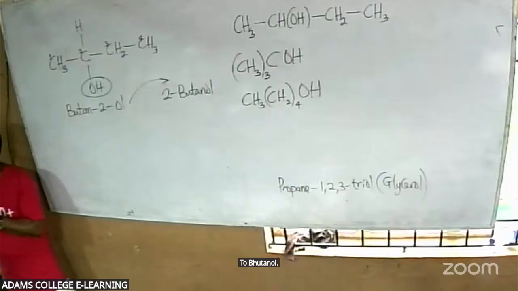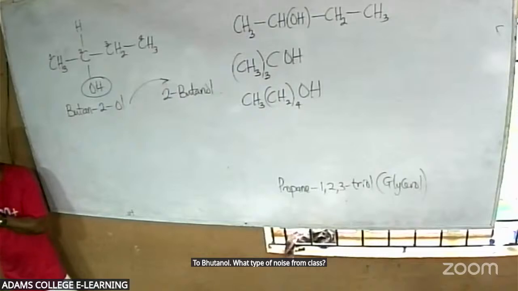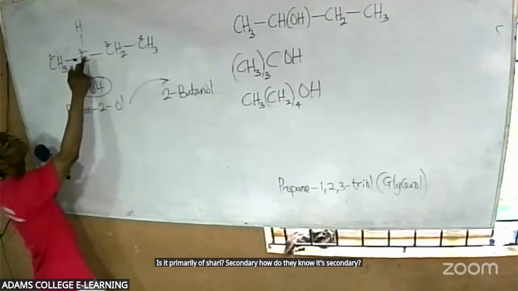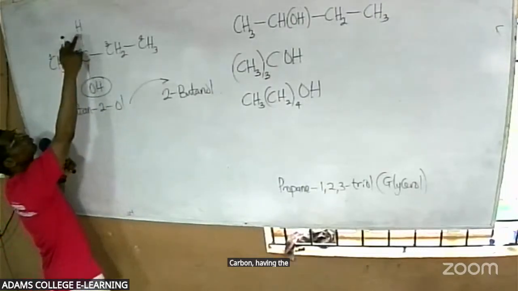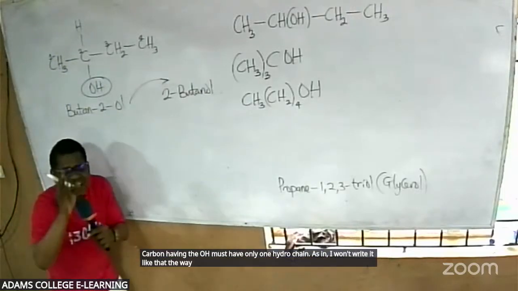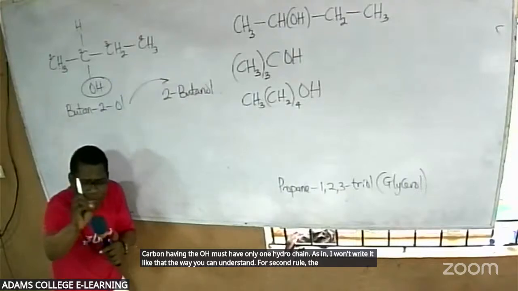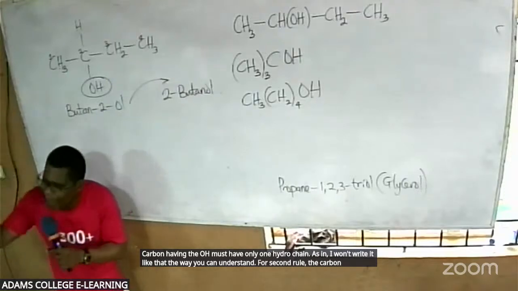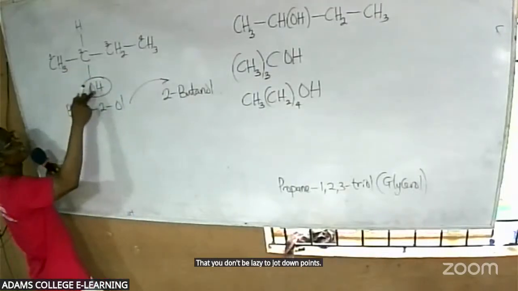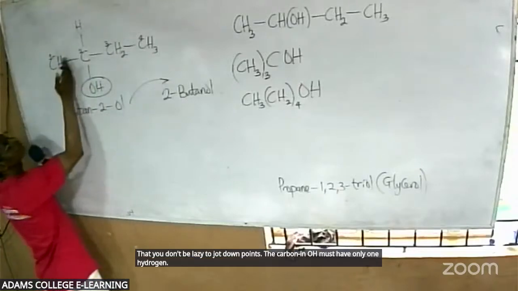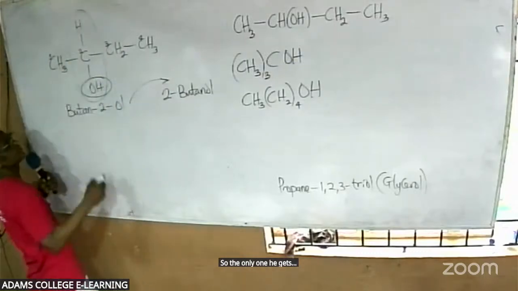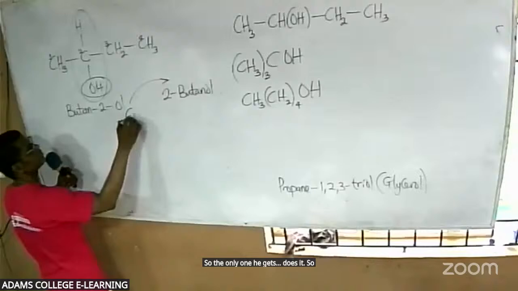What type of alkanol is this one, class? Is it primary, secondary, or tertiary? Secondary. So how do we know it's secondary? The carbon having the OH must have only one hydrogen. That's it. You can even write it like that, the way you can understand. For secondary, the carbon having OH must have one hydrogen. Don't be lazy to jot down points. No, this one is not the hydrogen. This one belongs to this carbon. So the only one it gets, that's it. So this one is secondary.